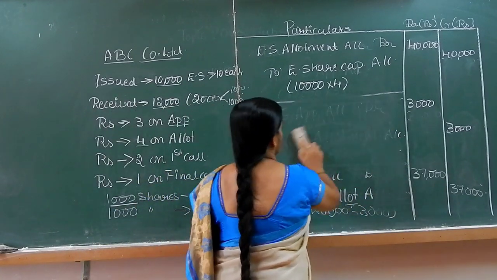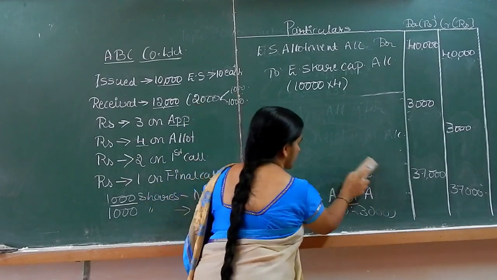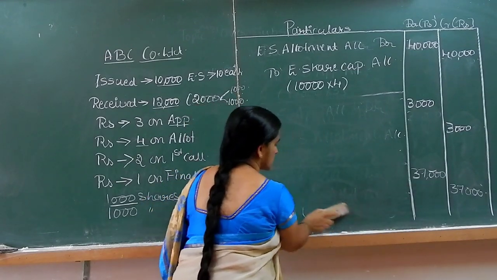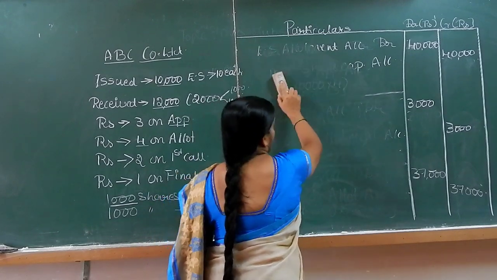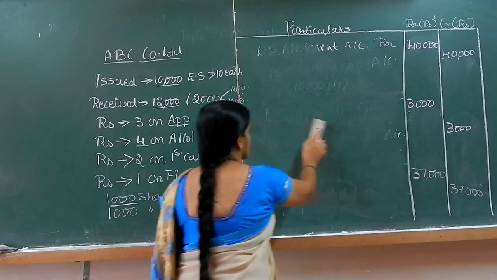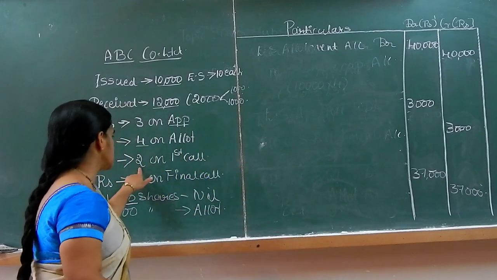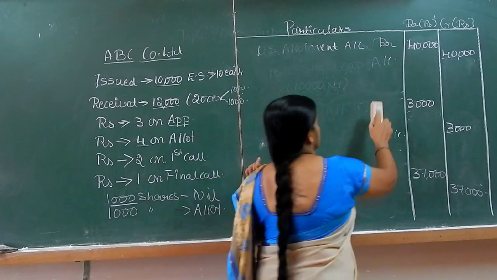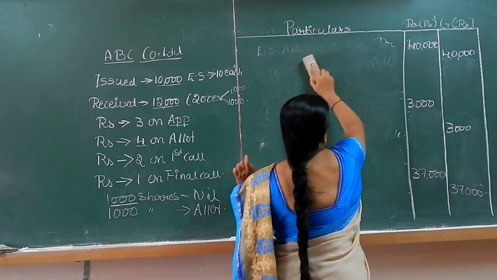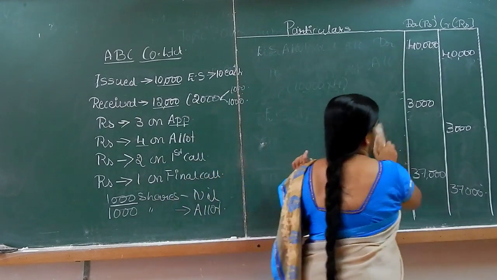So next, now the calls are made in two installments. In my previous problem we have done first and final call together, but here the first call is separate and the final call also separately. It is called up, meaning 2 plus 2, nearly 4 entries we have to make.